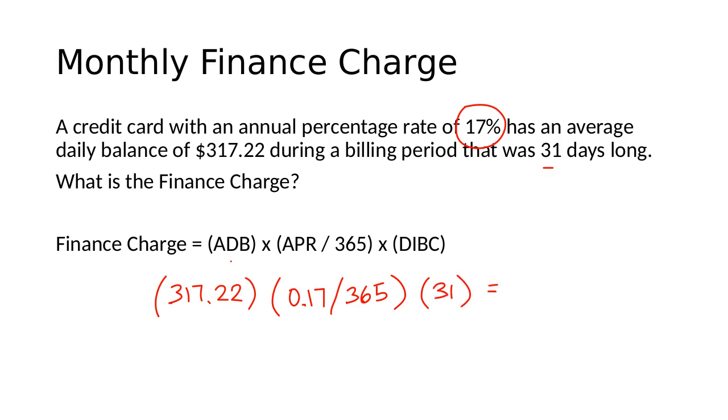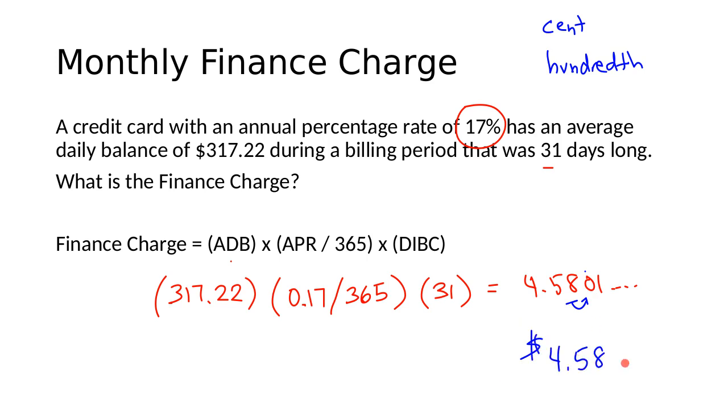So we'll multiply all these together. $317.22 times 0.17 divided by 365, and then multiply by 31, and we wind up with 4.5801. This is a problem involving money, so we are going to round to the nearest cent, which means we are going to round to the nearest hundredth. We'll find the hundredths place and we'll look one space to the right. Since that number is 4 or lower, we'll round down, and the amount of finance charge in this particular situation would be $4.58.